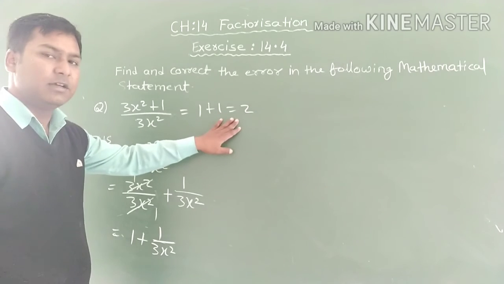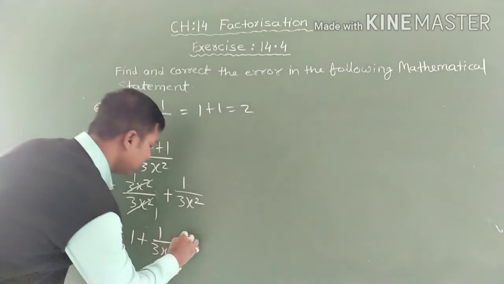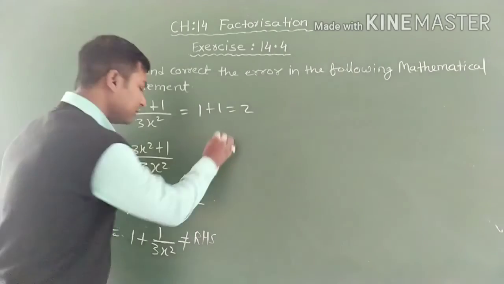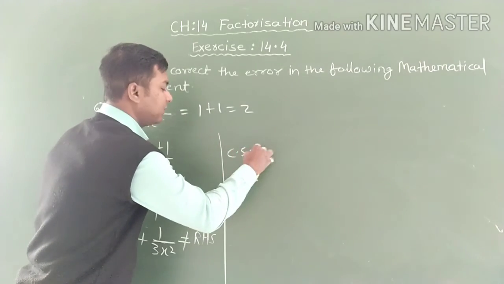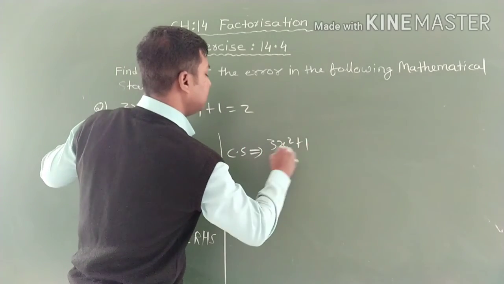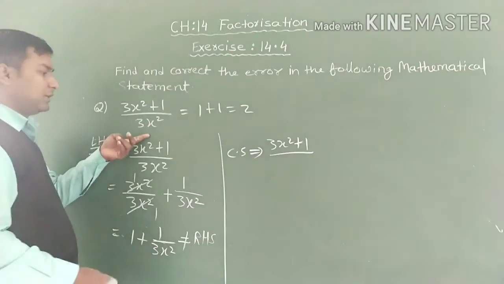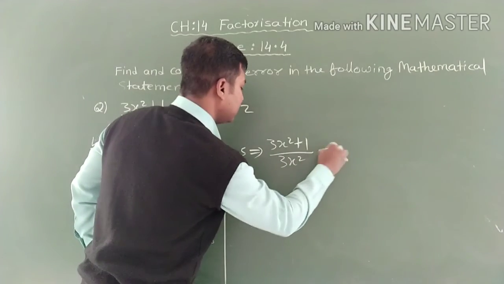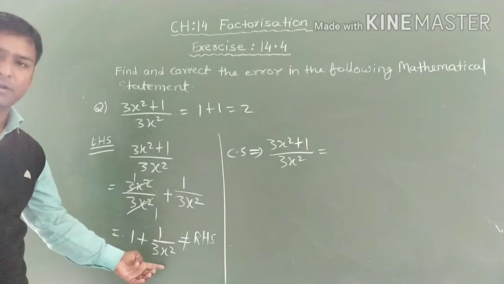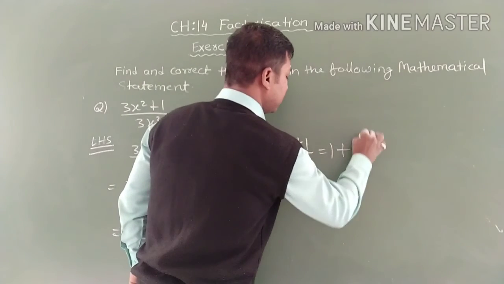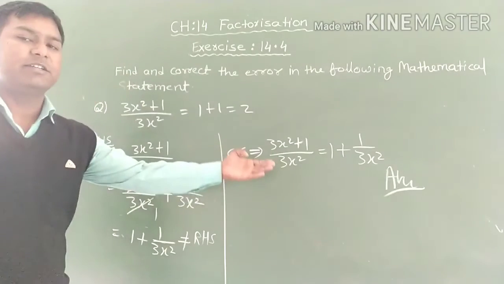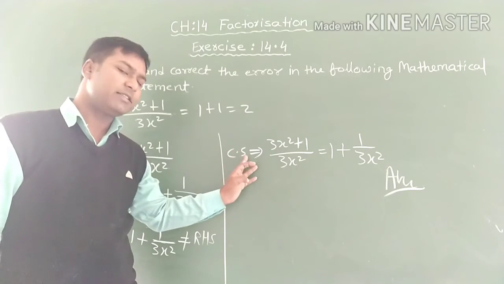So this is an incorrect statement. Okay. So this will not equal the RHS part. What is the correct statement? The correct statement will be: LHS part 3x square plus 1 divided by 3x square equals RHS, so it will be 1 plus 1 upon 3x square. So this is the answer and this is the correct statement. Okay, CS denotes correct statement.